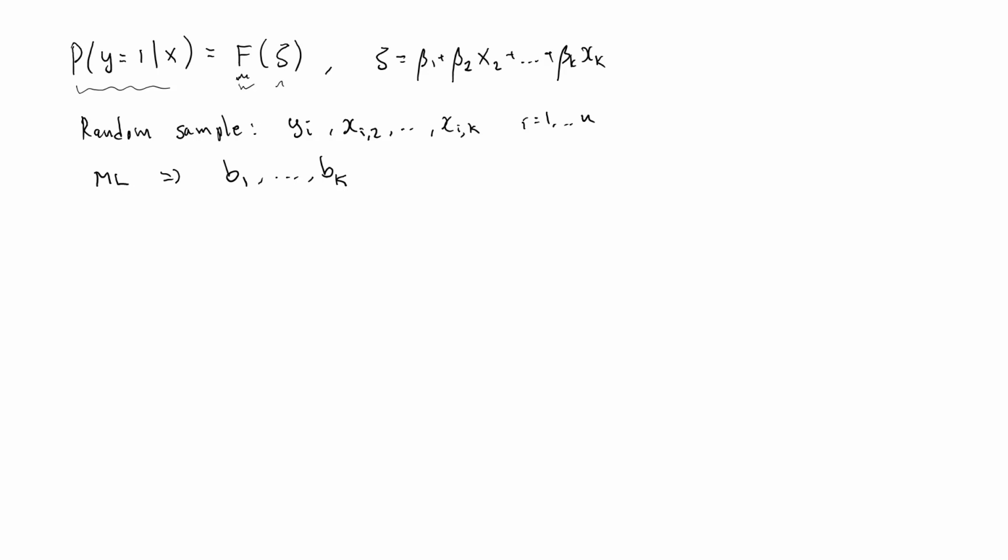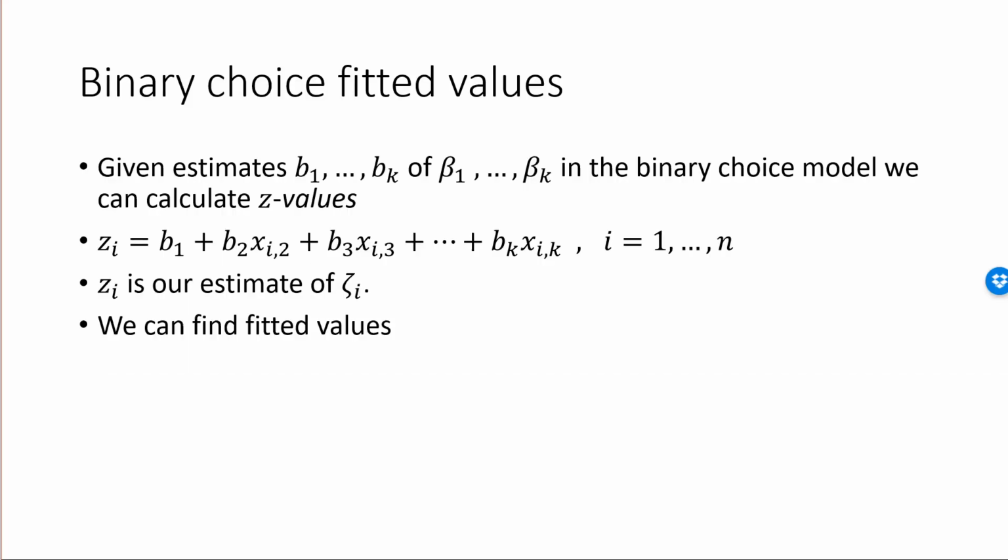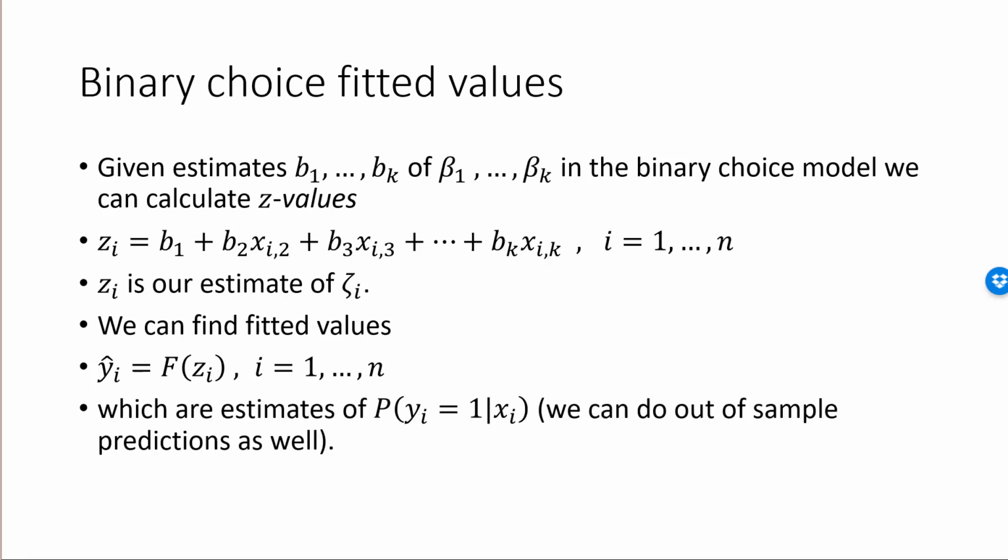And those estimates are called fitted values in binary choice models. So we find the fitted values simply by plugging the z values into the capital F function. Now I have one fitted value for each observation. And again, since the zi's are estimates of the zetas, the yi hats will be estimates of the probabilities.